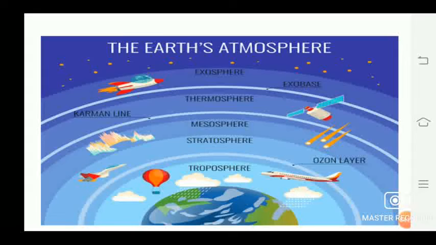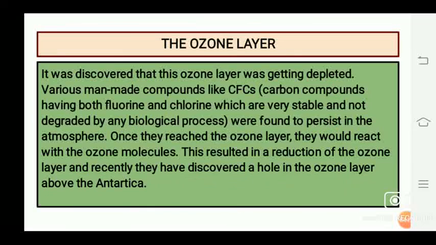The ozone layer, friends, is affected by some man-made compounds which contain CFCs, chlorofluorocarbons, carbon compounds in which both chlorine and fluorine are present. These are some compounds, students, which are responsible for depleting this ozone layer. Depleting means where the ozone layer is thinned.